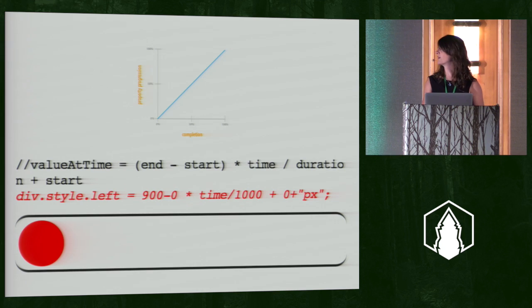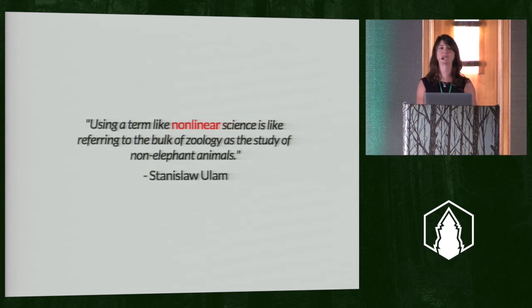And the reason that this is boring is because we are just doing a linear animation. And we all know that it's not something that we see very often. Linear movement is really the exception in our world. And I love this term. Stanislas Ulam was the guy that they credit as being sort of the originator of nonlinear science. So it was him and Fermi and John Pasta. They started the study of nonlinear science. But he has this great quote, which is, using a term like nonlinear science is like referring to the bulk of zoology as the study of non-elephant animals.